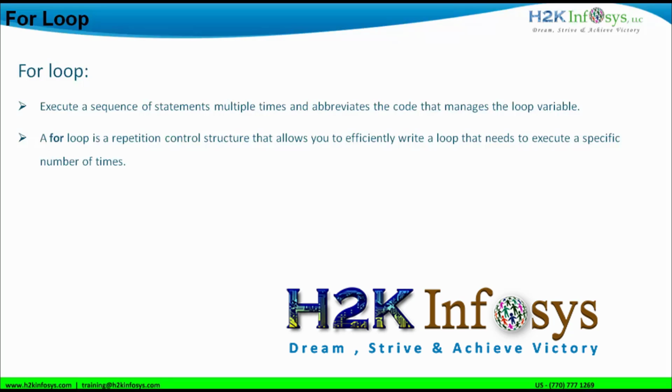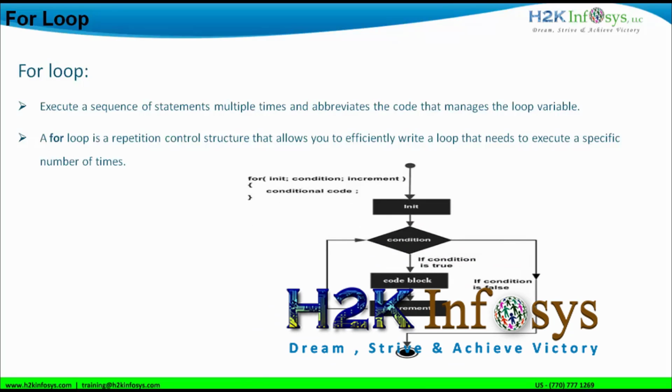We generally try to avoid the while loop because it has a tendency to go into an infinite loop because of the conditions that are defined. If the condition remains true, the looping will keep on happening. This is the typical flow chart diagram of a for loop.